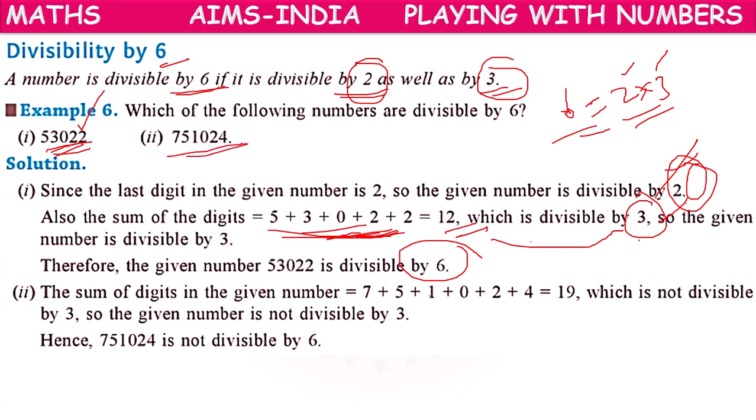Or this one. The last digit 4 is divisible by 2. What is the sum of all the digits? 7 plus 5 plus 1 plus 0 plus 2 plus 4 is 19. Not divisible by 3. So, not divisible by 6.